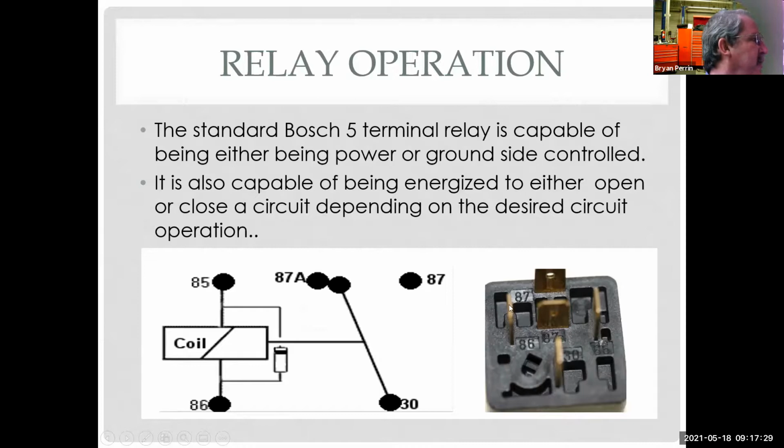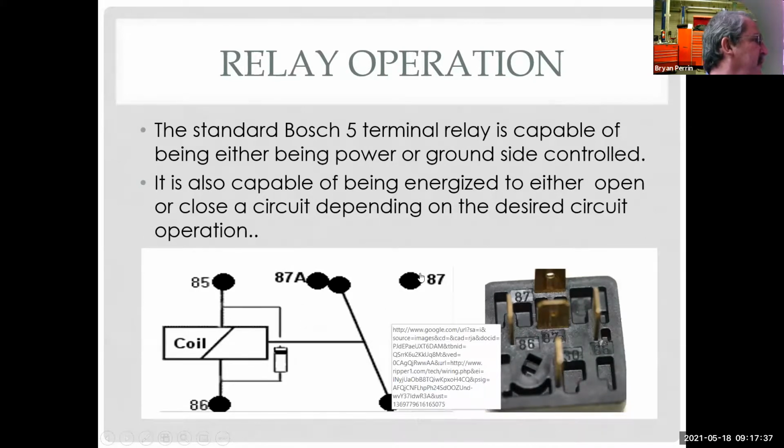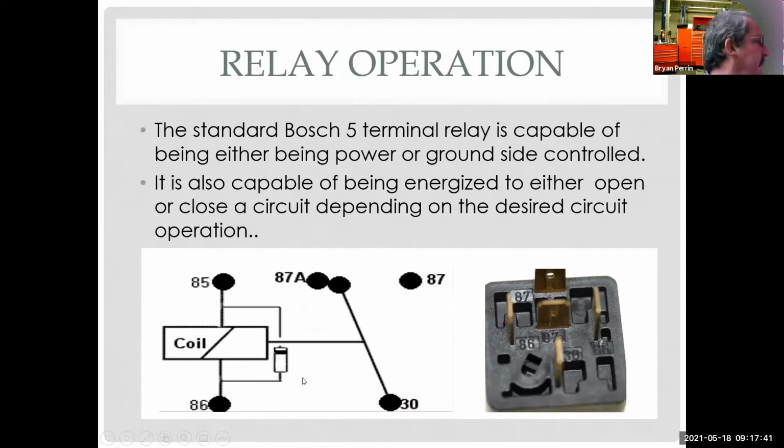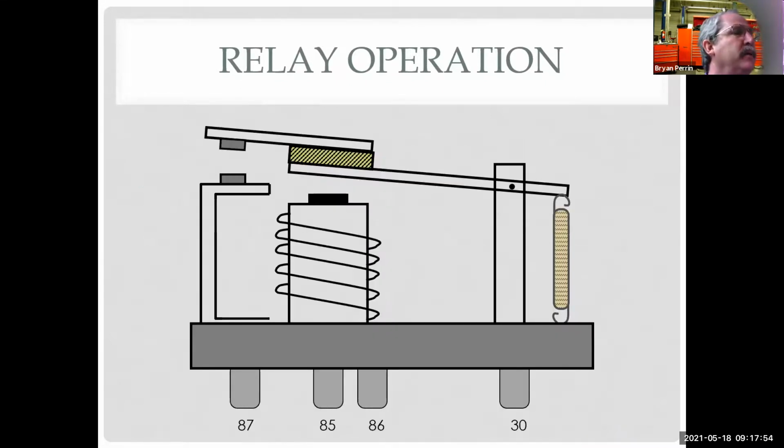So when the relay is energized, when I get power and ground here, power will flow from 30 to 87. And you can see it's in the default position right here. We can have a little diode right here, so we do not get the electromagnetic spike back, the inductive kick. So here's our relay in operation.